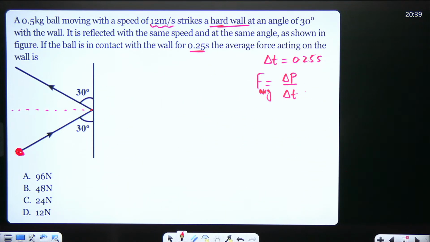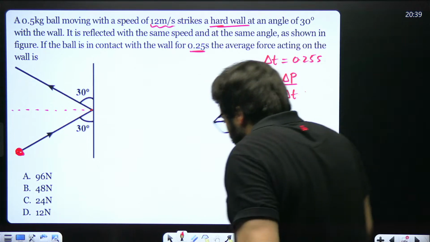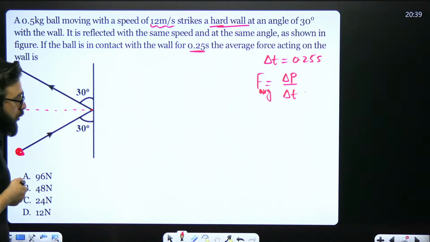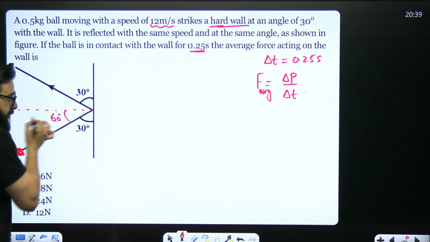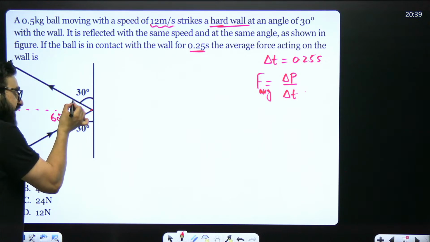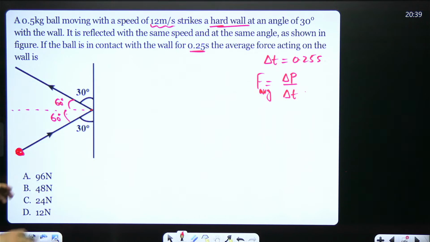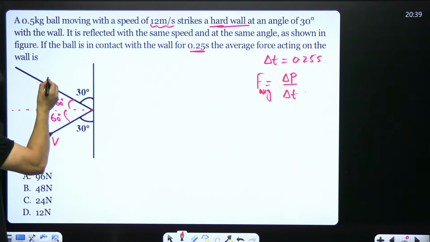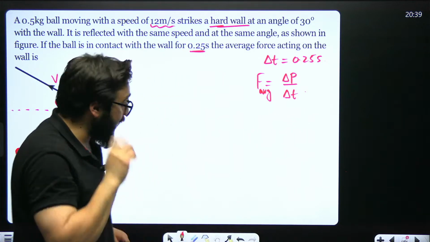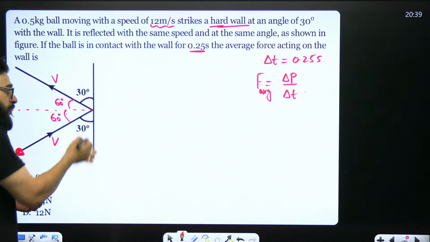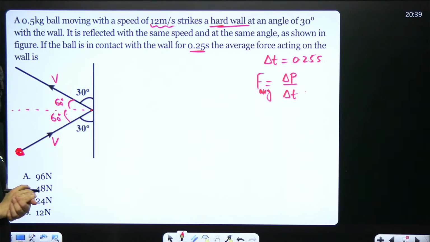Can you guys tell me in this particular case what is the answer over here? Guys, I have told you before, if this angle is 30, can I say this angle will be 60? Because 60 plus 30 is 90. Now guys, if it is striking with a velocity v, it is reflecting also with a velocity v. Remember I told you, here the vertical components will get cancelled out, horizontal components will add up.